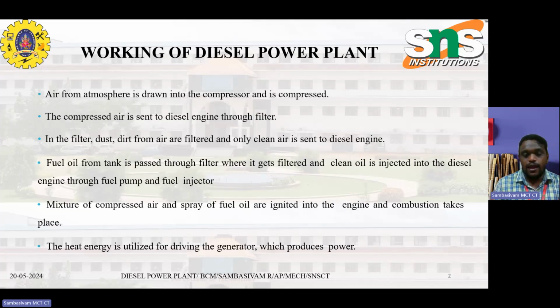Normally, air from the atmosphere is drawn into the compressor and compressed. Then it is processed through an air filter. Once the air filter has processed it, the dust is removed and the clean air is sent to the diesel engine. The clean fuel oil is filtered and injected into the diesel engine through a fuel injector. The mixture of compressed air and the spray of fuel is ignited in the engine, and combustion takes place. The heat energy is utilized for driving the generator, as I said earlier.